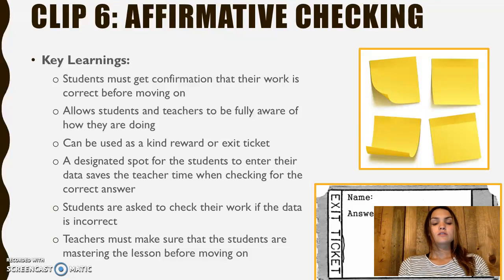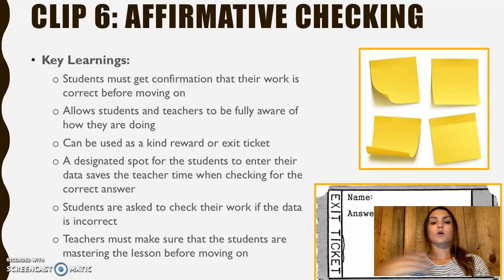It allows students and teachers to be fully aware of how they are doing. So a student's going to know if they continuously keep getting the wrong answer, and so is the teacher. It can be used as a kind of reward or an exit ticket. So on the right, I have just kind of examples of a sticky note of what she used within the video. And then the bottom picture I thought was neat. It was exactly like a ticket, but an exit ticket. So they have to get the answer right before they can move on to the next thing.